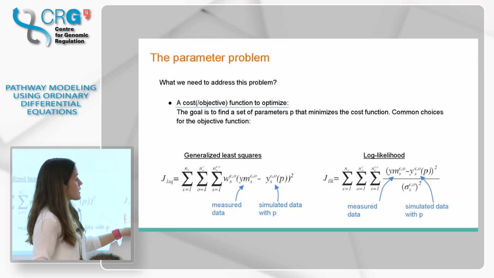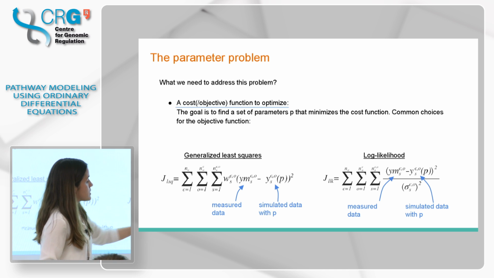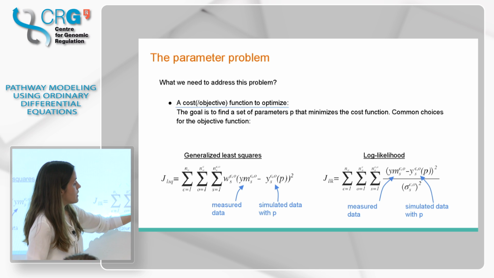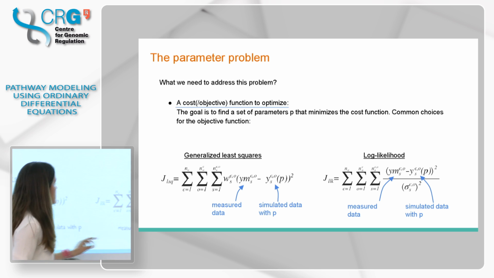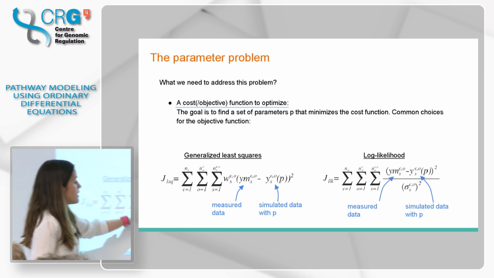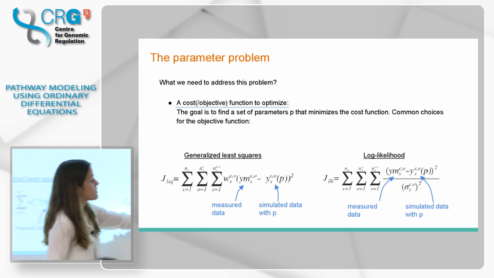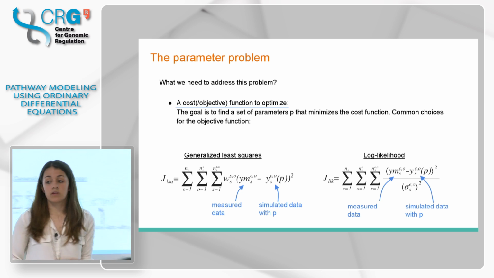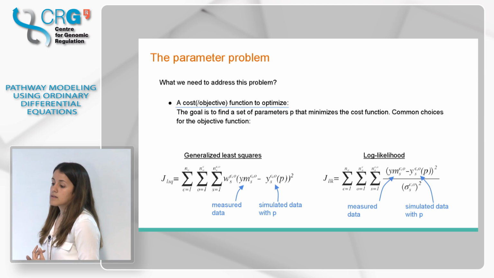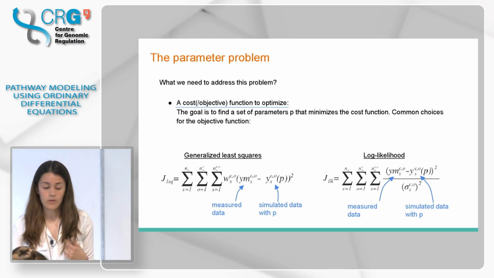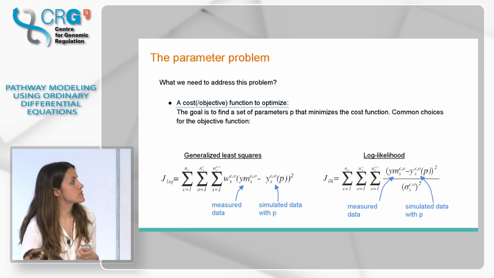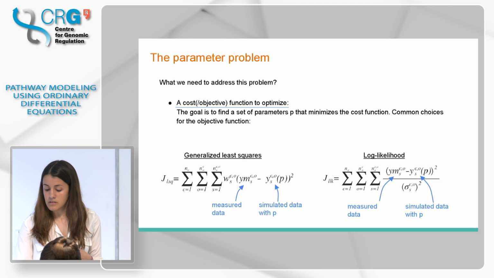In this other case, with log likelihood, we have the same case. We're trying to measure the difference between the real data and the simulated one, but instead of normalizing by some parameter, we're dividing it by the variance of the data. So if we're measuring the data and we have different replicates, we can know what the variance is and use it as an input in our cost function. We will be using this log likelihood cost function in the tutorial later.